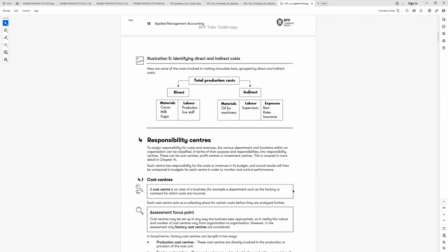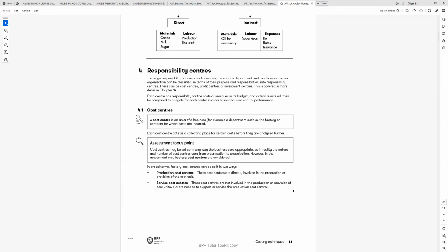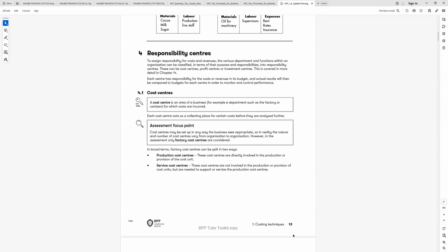So let's move on. Then we have some responsibility centers. We have a cost center. The cost center is an area of the business, for example, a department such as the factory or canteen, for which costs are incurred. So if we have a canteen in a factory, the canteen just has a cost. They don't have income because they provide the meal to the staff and they don't charge anything. So of course they don't have an income, only the cost. So this sort of thing is a cost center.